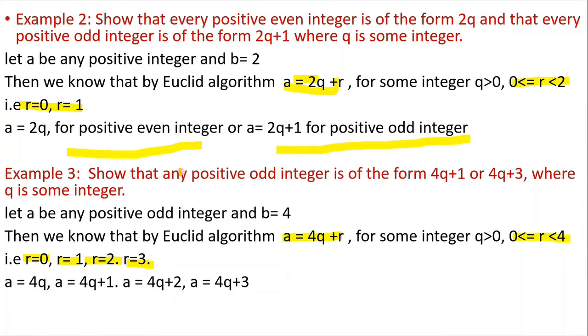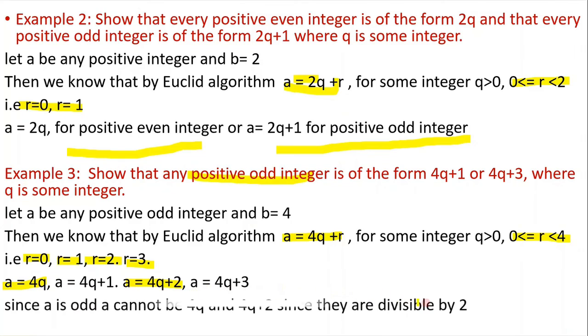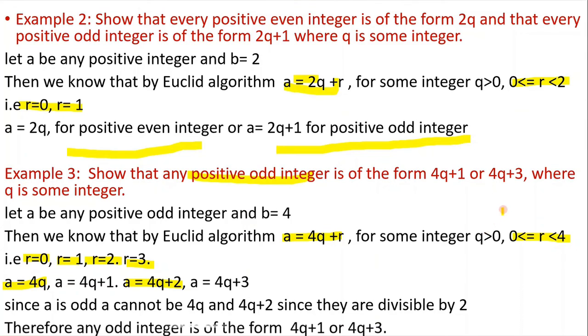But in the question, they are asking to show that any positive odd integer is in the form. So, if you want to get odd integers from this, we have to separate the even integers from the odd integers. Here, I can consider a = 4q and a = 4q + 2 as even integers. Why? Because these two terms are divisible by 2. Hence, the remaining terms a = 4q + 1 and 4q + 3 are the positive odd integers, which are in the form of 4q + 1 and 4q + 3.